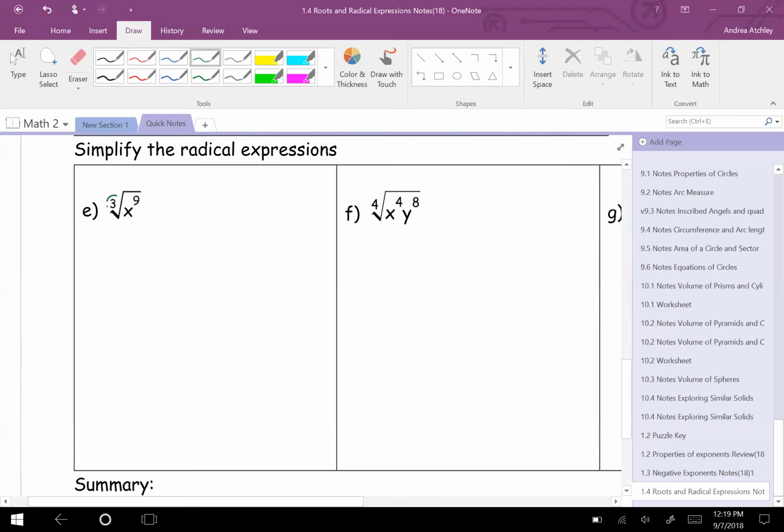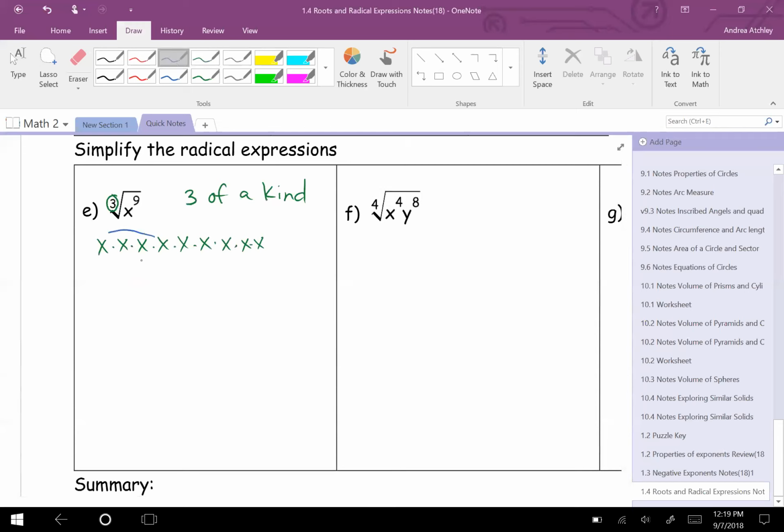So again here, we need 3 of a kind. So that's going to be x times x times x times x times x times x. 1, 2, 3, 4, 5, 6, times x times x. 1, 2, 3, 4, 5, 6, 7, 8. One more, times x. Any questions over it? So write it all out because you have 9 of them, and then see how many groups of 3's I have.